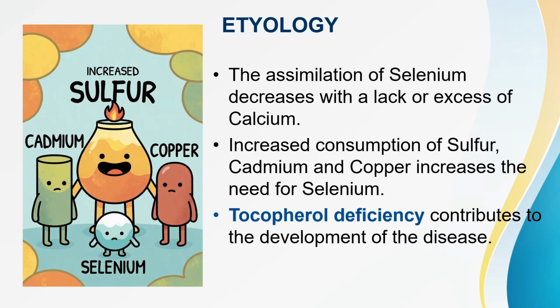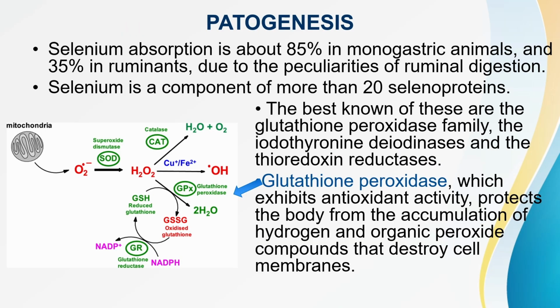The assimilation of selenium decreases with a lack or excess of calcium. Increased consumption of sulfur, cadmium, and copper increases the need for selenium. Tocopherol deficiency contributes to the development of the disease. Selenium absorption is about 85% in monogastric animals and 35% in ruminants, due to the peculiarities of ruminal digestion.